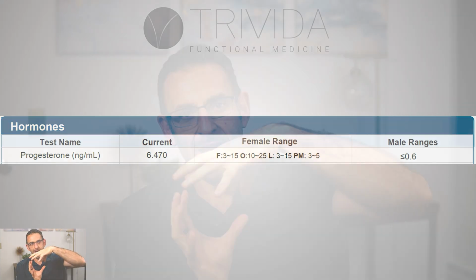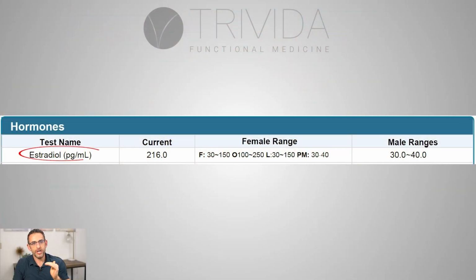So we want to make sure that they're in balance. If estrogen's really high and progesterone's really low, you're going to have symptoms. If progesterone's really high and estrogen's really low, you're going to have different symptoms. When estrogen's high, that's called estrogen dominance, and then there's progesterone dominance. So we want to make sure they're balanced. In a perfect world, I'd want to see for every 10 estradiols, one progesterone. So a 10-to-1 ratio, estradiol to progesterone.